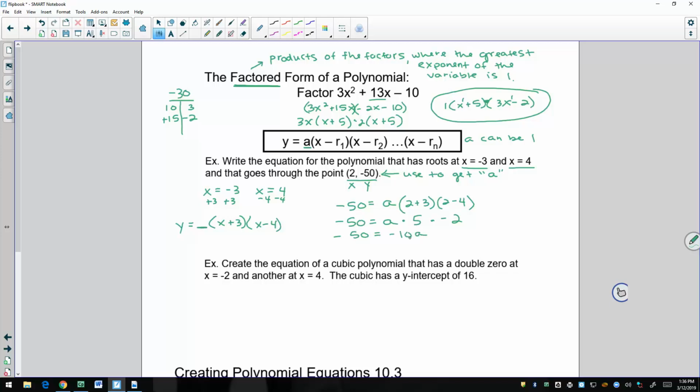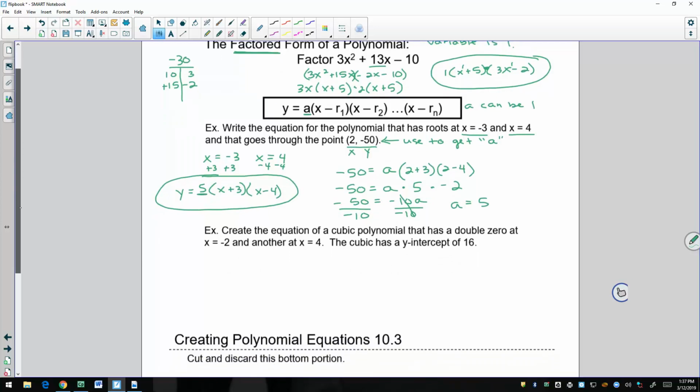And then I'm going to get a alone. So I'm going to divide the negative 10 over. So negative 50 divided by negative 10, a is 5. So now I'm going to go back over here and put a 5 out in front. And this is your final answer. So it was some number other than 1. So you got to make sure you put what it is out in front.